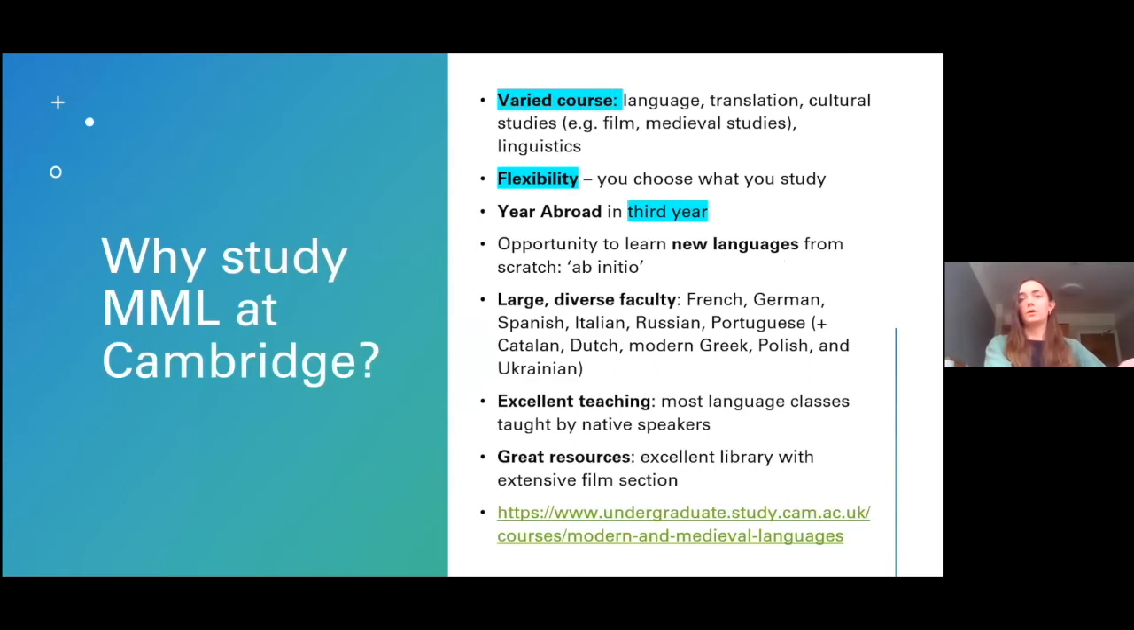So you start off with 2, you can choose to continue to study 2 through to the end of your time. So in your 4th year, you can continue studying the languages you started with, or you can pick some more up along the way, or like me, you can specialise. So that is up to you. You'll also be studying translation, cultural studies, as has been discussed, and you have the flexibility to choose what you study and what you specialise in.